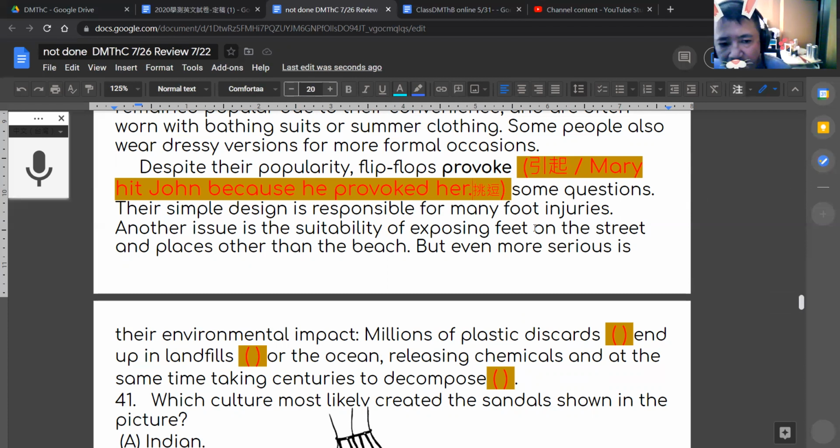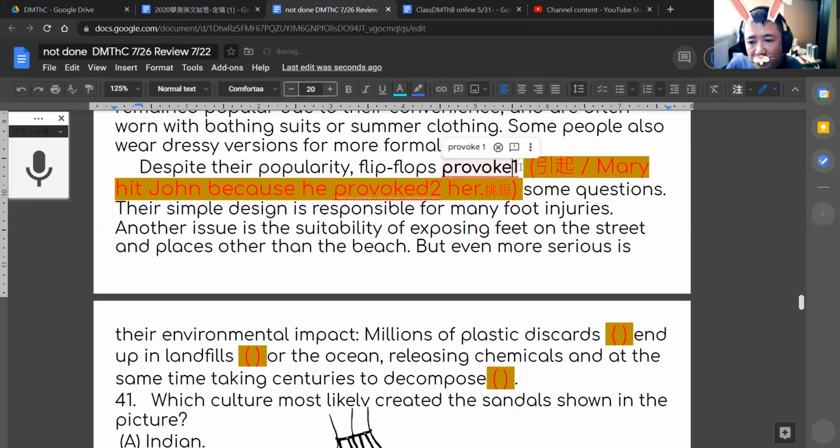So despite their popularity, flip-flops provoke, 引起 some questions. They're simple design. So wait, I'm jumping ahead. So in other words, provoke has two meanings. Okay. So there's provoke 1 and there's provoke 2. And we're doing provoke 1 now.